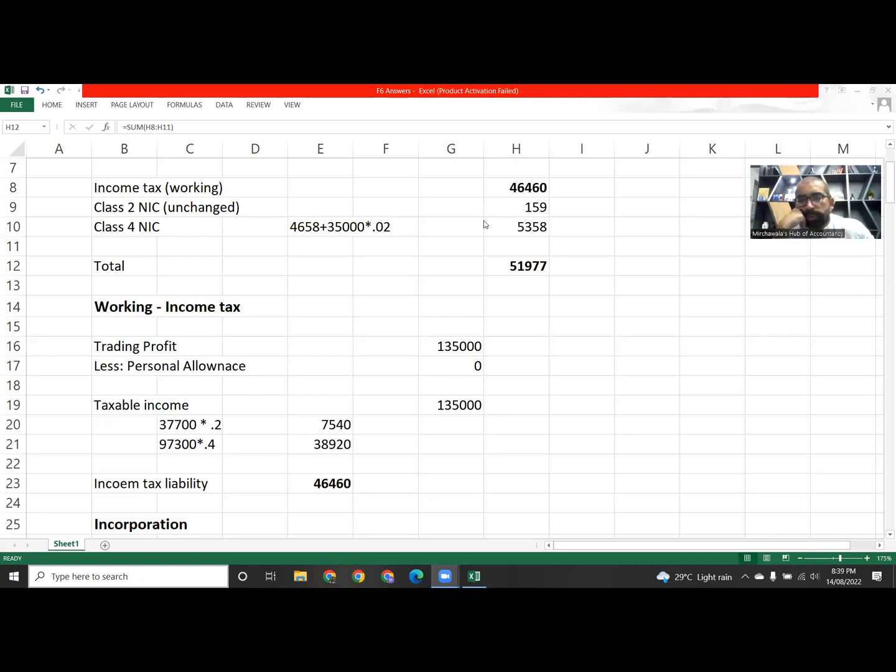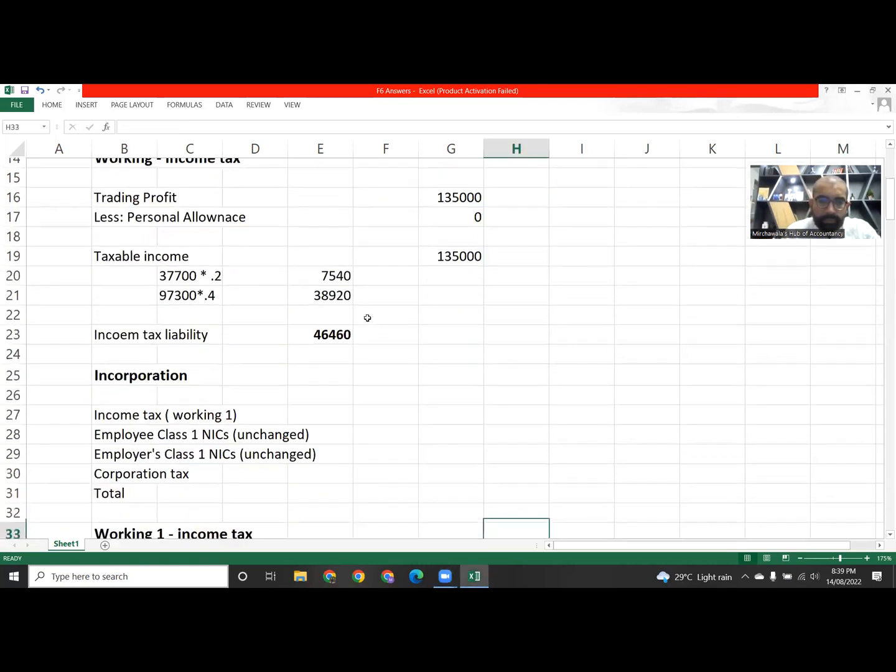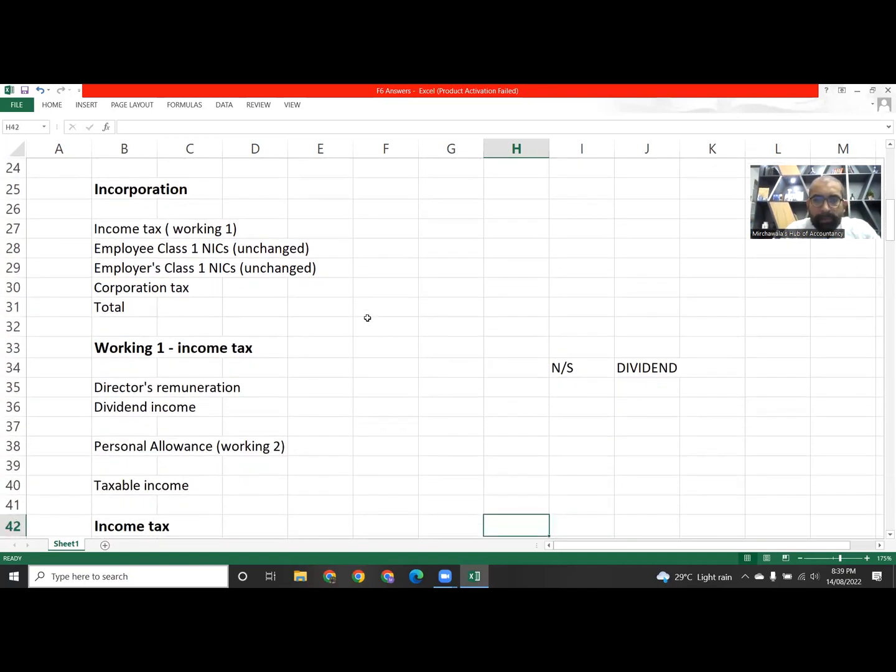Let's move, my dear students, with the second option, which is the incorporation like limited company. With the limited company, first of all, just think. Now this guy, as an individual, will receive a salary of 35,000 and then a dividend of 70,000. As an individual, salary and dividend both are taxable income. So let's calculate the revised income tax.